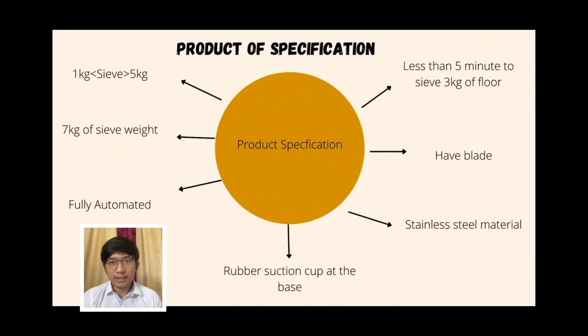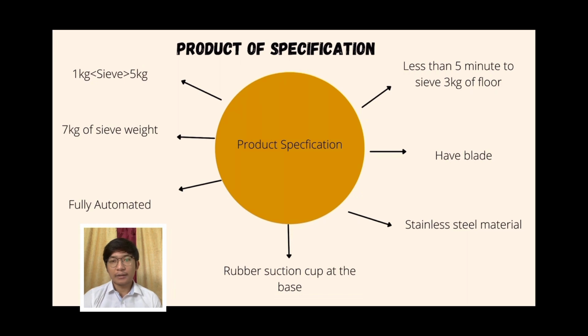Okay, next is product specification. I'm sure you are wondering what our product specification is, right? Let me explain. First, our machine can sieve flour from 1 kilo to a maximum of 5 kilo at one time. Next, our sieving product's estimated weight is 7 kilo and it is fully automated. The duration of the process is estimated to be able to process 3 kilo of flour in below 5 minutes.